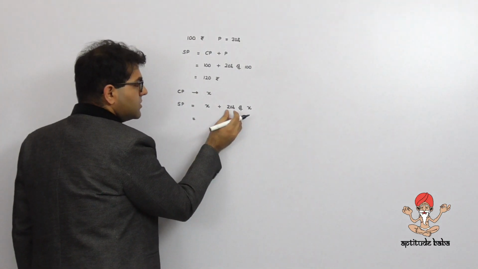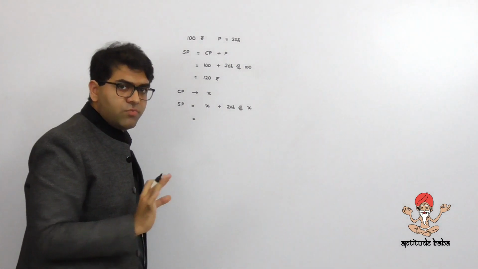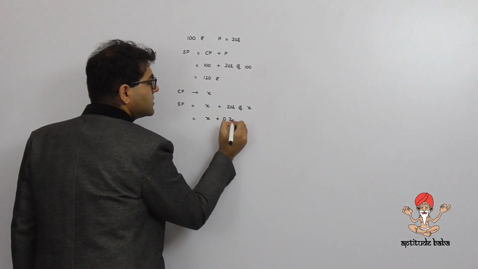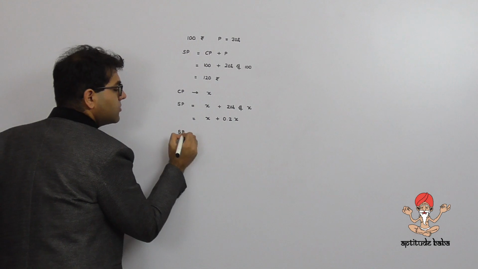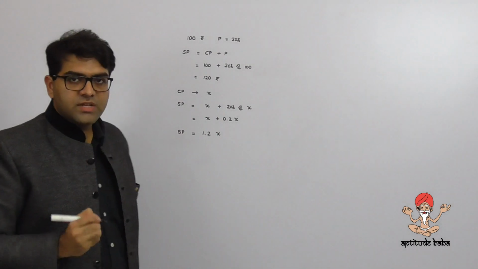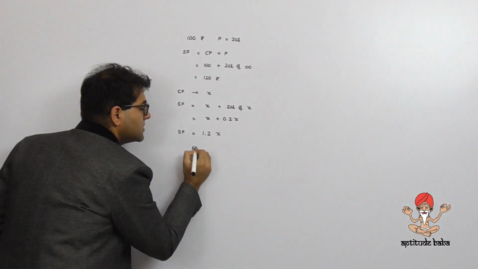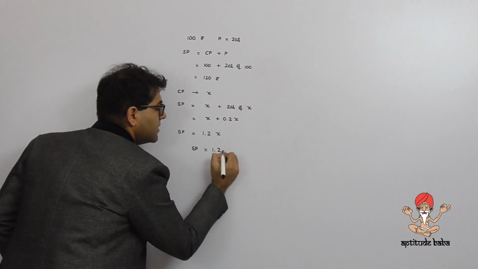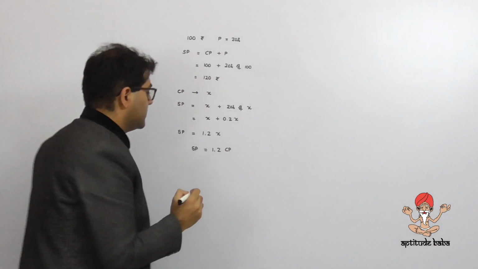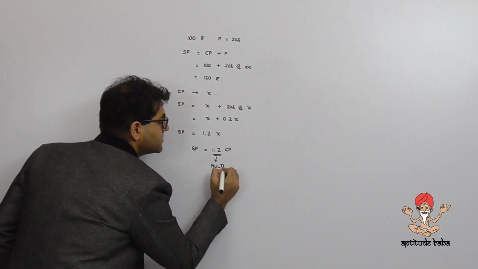Now this 20% of x can be written as 20 by 100 of x. Now 20 by 100 of x ends up becoming 0.2x. So the selling price at the end of the game ends up becoming 1.2 times x. Now what was x? x was my cost price. So can I say in this particular example, selling price is 1.2 times the cost price? This 1.2 is what I like to call the multiplying factor.